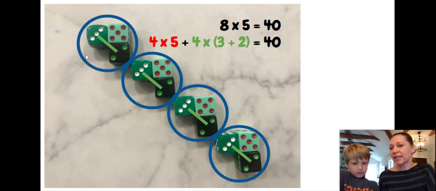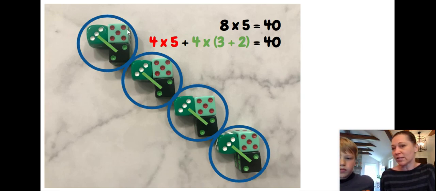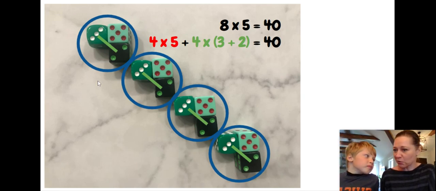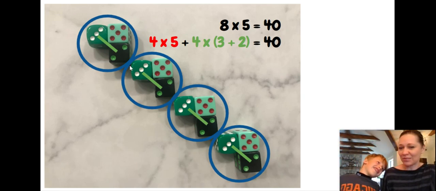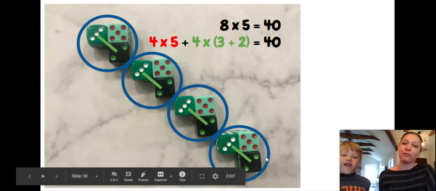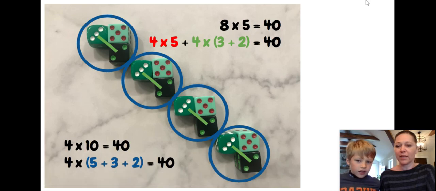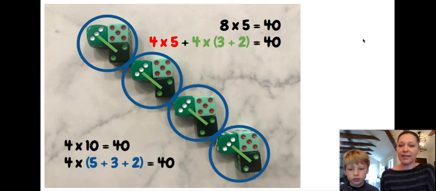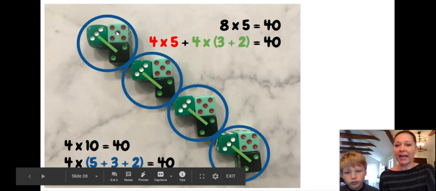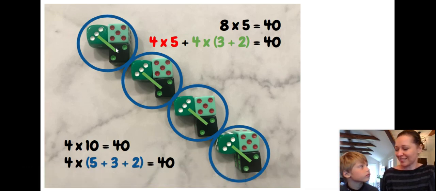So when I put these together, the 5 that you saw here and the 5 that was in this one right here, that made a group of 10. Pretty nice, right? So then I saw that there were 4 groups of 10 here, and I made an equation for that. 4 times 10, 4 groups of 10 equals 40. And another way that I could say that is I was thinking about 4 groups of 5 plus 3 plus 2, which also makes 40.